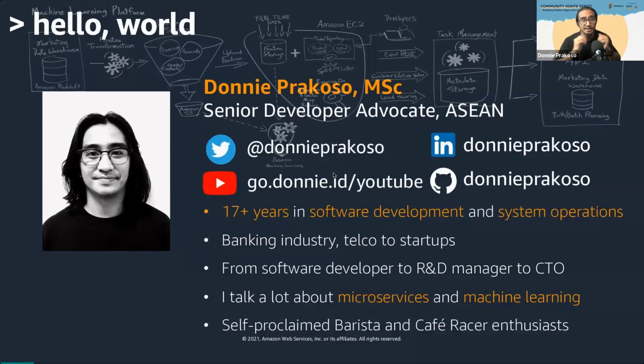Okay, so a quick introduction of myself. My name is Donnie Prakoso. I'm an AWS Senior Developer Advocate covering ASEAN, so I'm managing nine countries in the region.